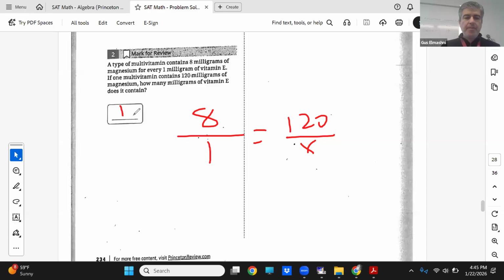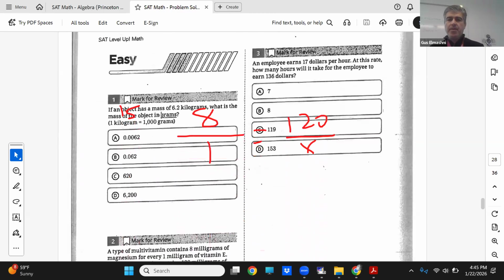Really good. Wait, what did you do though? I just divided 120 by 8. You cross multiply. 8x equals 120 after you set it up, and then divide by 8. So, yeah. All right, then 3. I got 3. Figure it out. Yep, 8.